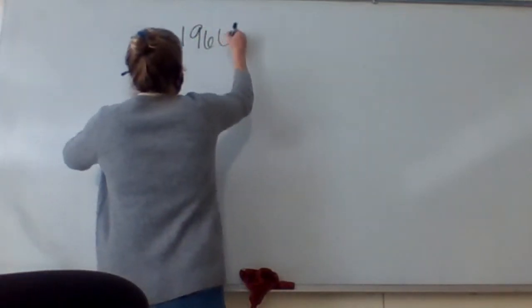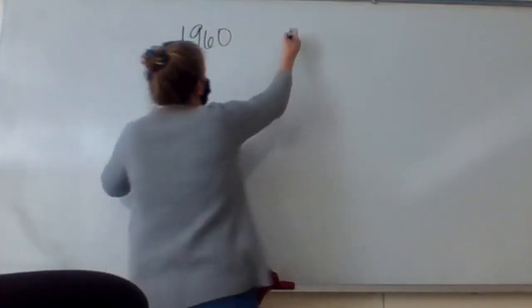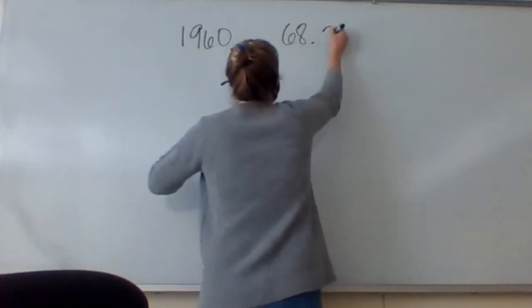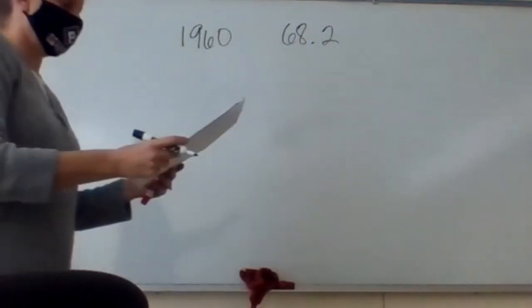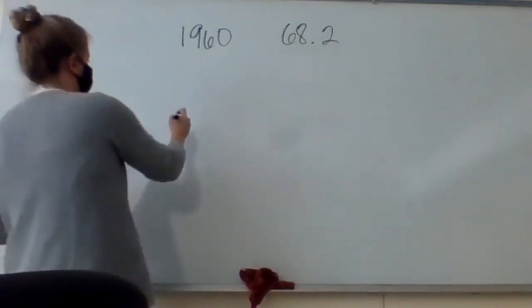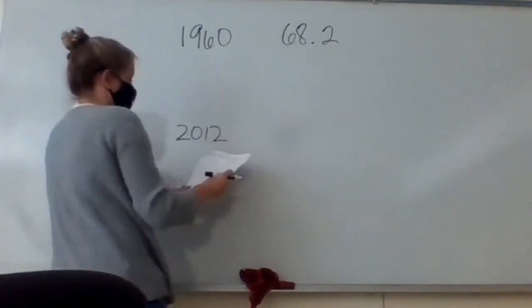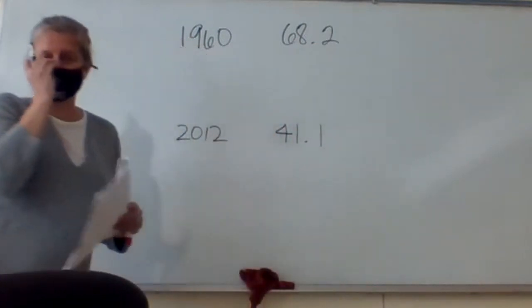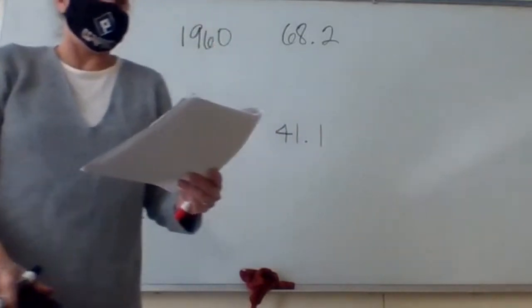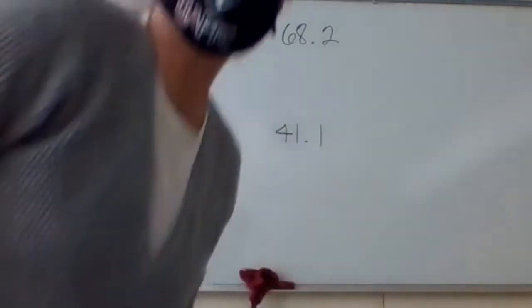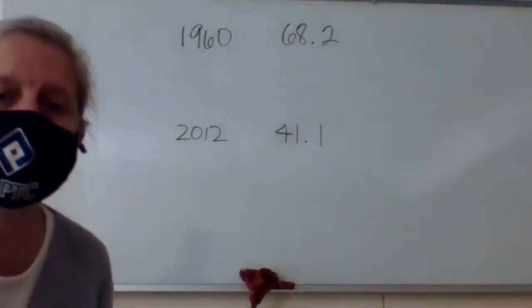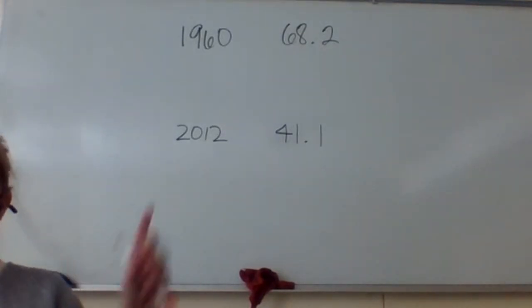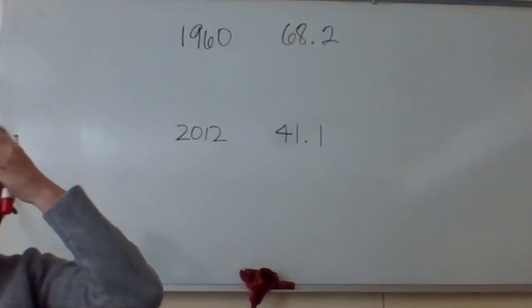So let's see. The chart starts in 1960. And in 1960, 68.2% of adults are married. And it goes all the way to 2012. And there it says 41.1% of adults are married. So what it wants us to do is find the value of k. k is going to be the percent at which this is declining.